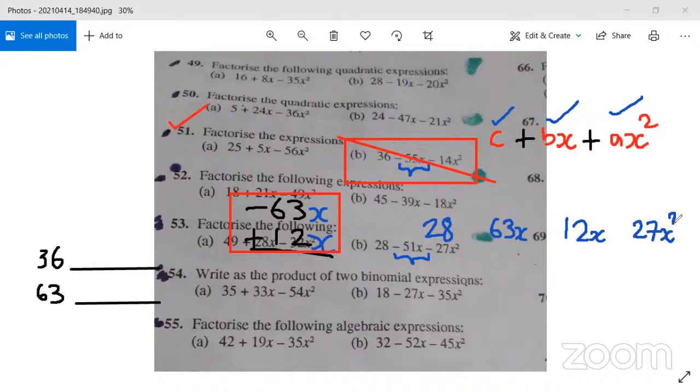All right, there we go. So let's get to work. Minus 63, plus 12x, minus 27x squared. All right. So bracket here, bracket here, bracket here, bracket here. All right, let's change the 36 to 28.